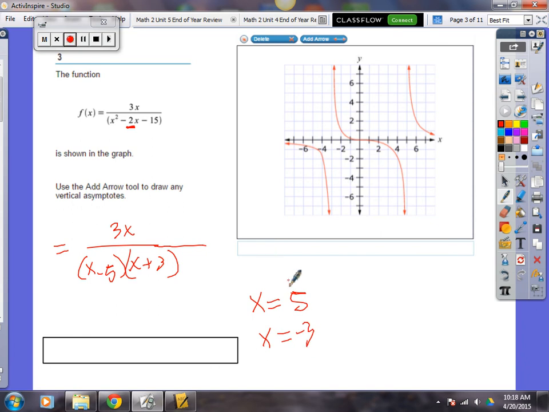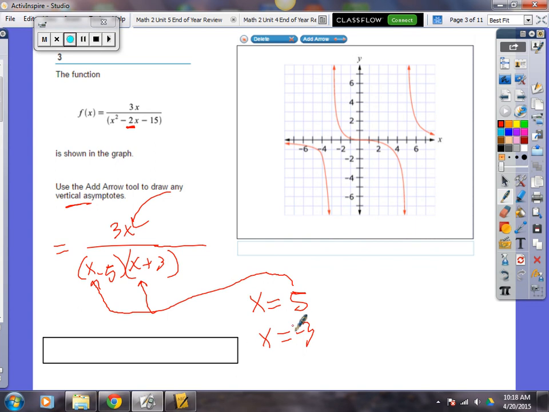If I plug these two numbers in, if I plug a 5 in place of x, a 5 there, a 5 there, and a 5 there. If I plug a 5 right here, 5 subtract 5 is a 0, and 0 times this is a 0, and that means I've got a 0 on the bottom. And I can never have 0 on the bottom. And that's called, this is going to be a vertical asymptote.